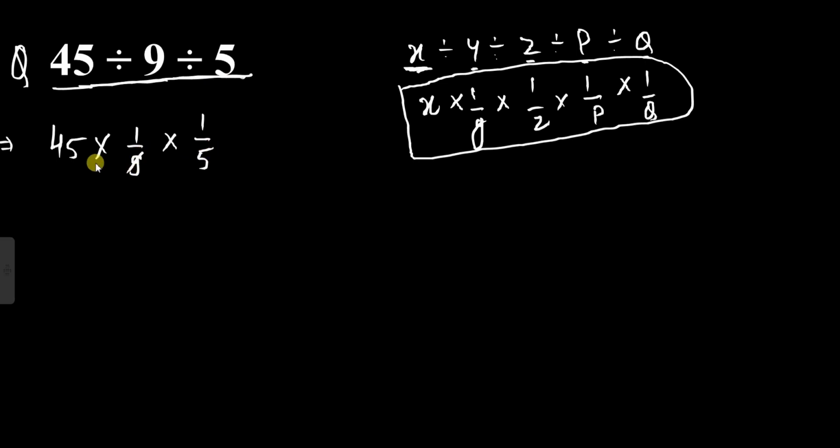Now, 9 goes into 45 5 times. 5 cancels with 5, leaving 1. So 1 times 1 equals 1. This is the right answer.